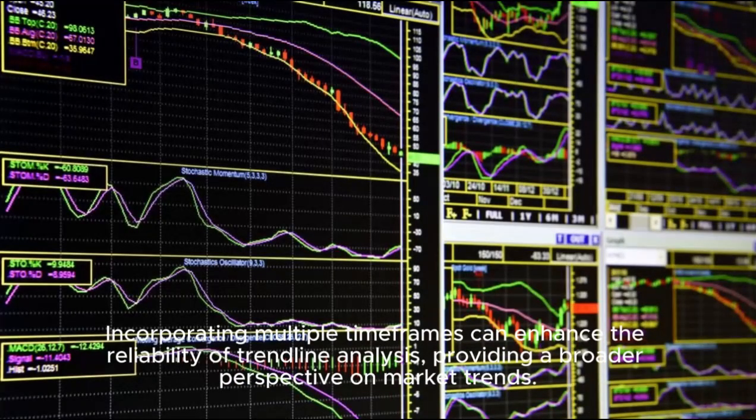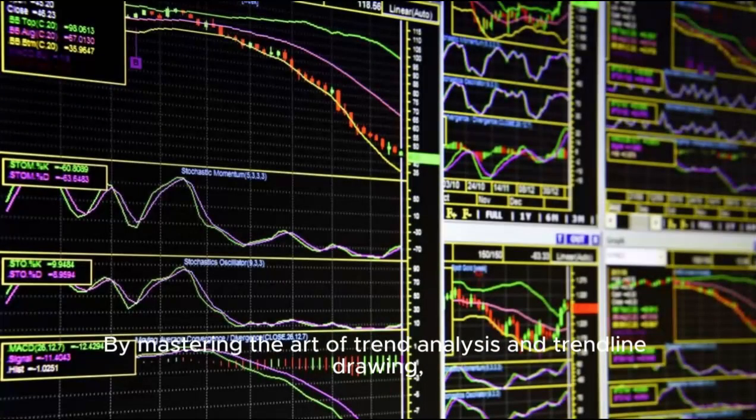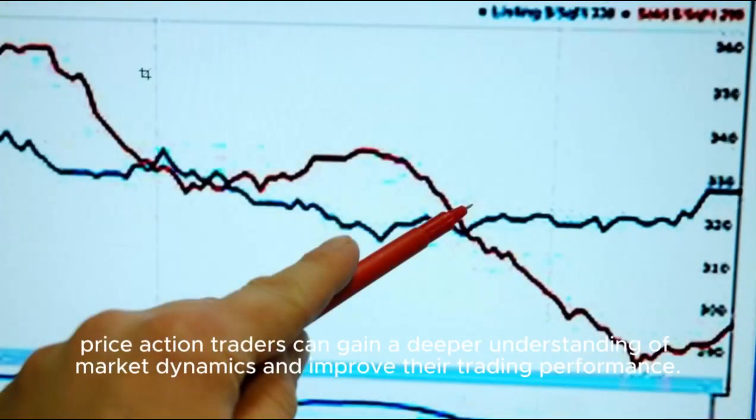Incorporating multiple timeframes can enhance the reliability of trendline analysis, providing a broader perspective on market trends. By mastering the art of trend analysis and trendline drawing, price action traders can gain a deeper understanding of market dynamics and improve their trading performance.